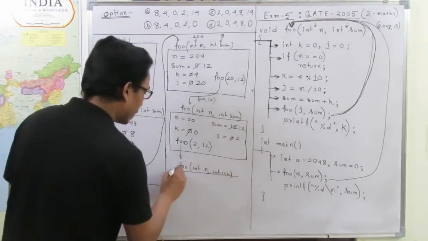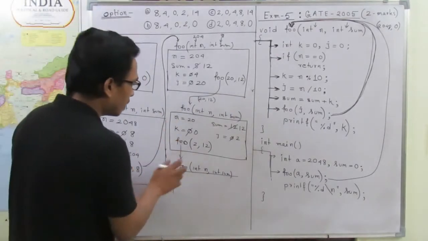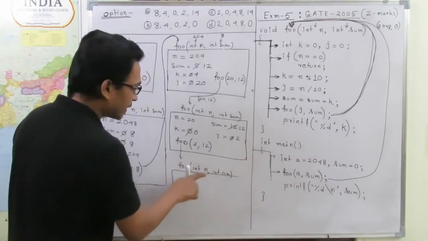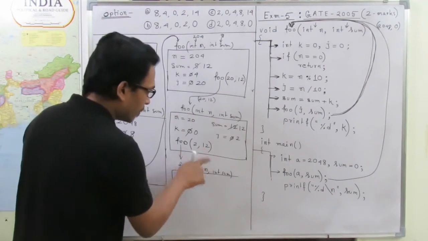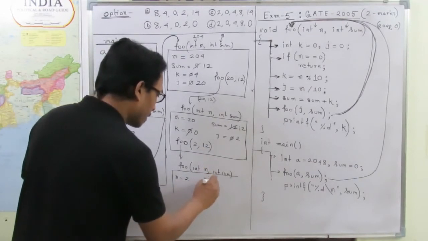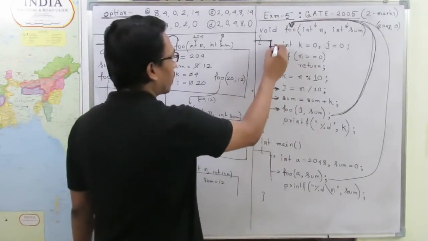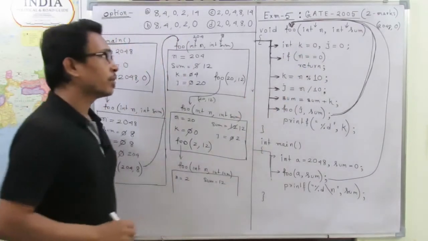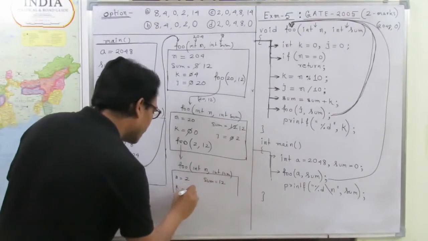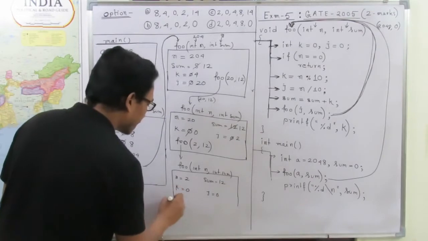Now in this particular foo instance, what happened? The first argument is 2, and 2 is received by n, so the content of n will be 2. The second argument is 12, and 12 is received by sum, that means the content of sum is 12. Now we enter inside the function block. So the variables k and j are declared, that means k is initialized with 0 and j is initialized with 0.